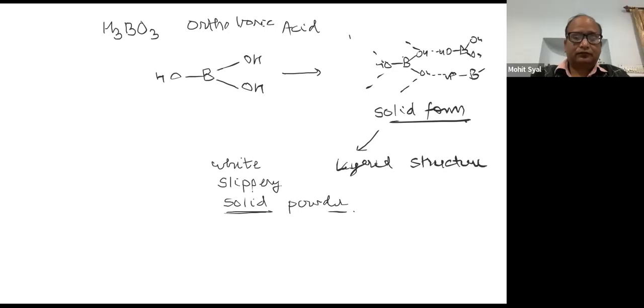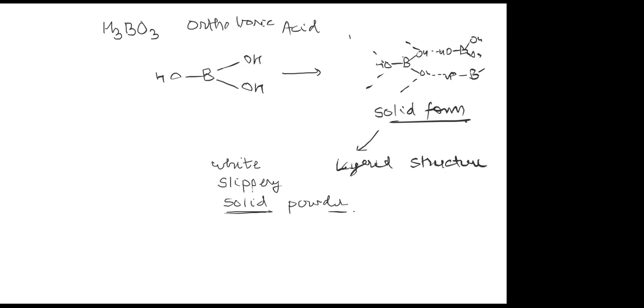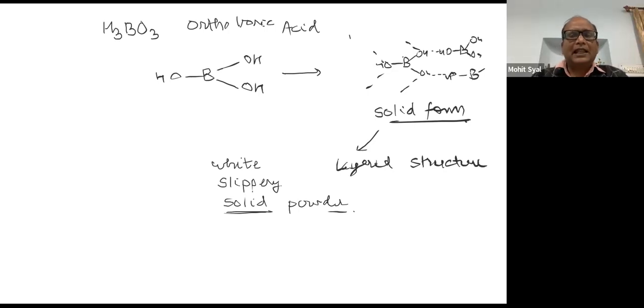And in carom, when we play, we put some powder. Have you seen it? Yes. So that powder makes the carom board surface smooth. That is white slippery powder. And that is solid orthoboric acid. It is having a slippery structure.